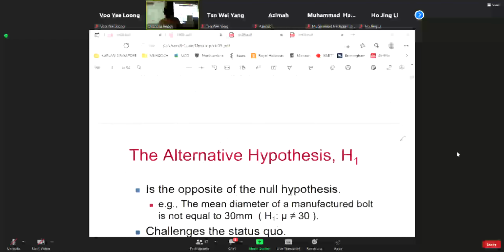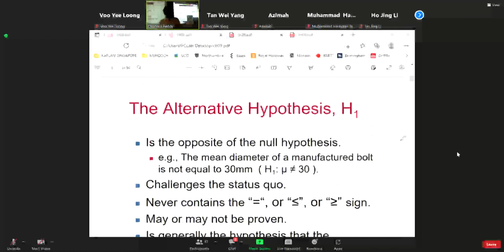Now contrary to this is the alternate hypothesis. The alternate hypothesis we always write with a subscript 1. The alternate hypothesis is the opposite of the null hypothesis. So the alternate hypothesis will always have an inequality sign.